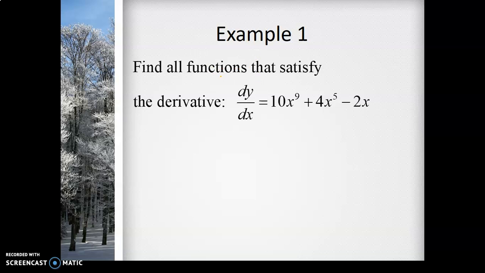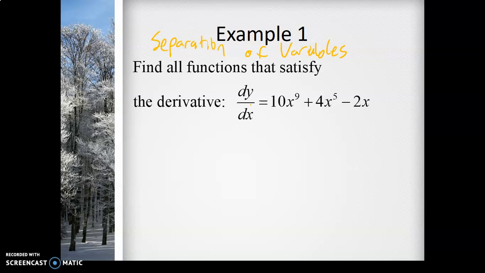If I want to find functions that satisfy a differential equation, I need to get dy on one side and x on the other side. So you do what's called separation of variables. That means you make sure that everything that has to do with y is on one side and everything that has to do with x is on the other side. If you do not do this step on the AP exam, you lose like all of the points on this type of problem. So it's really important that the first thing you do is separate the variables.